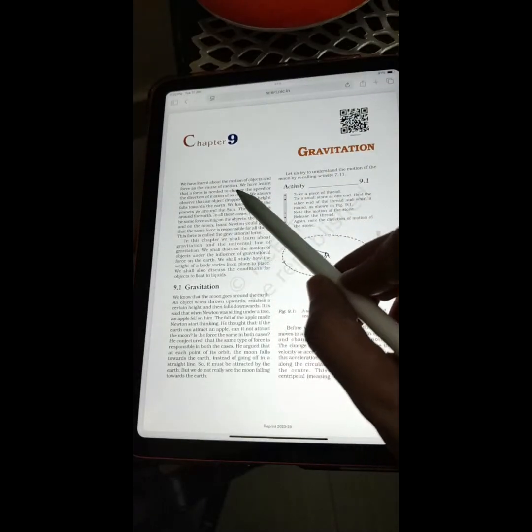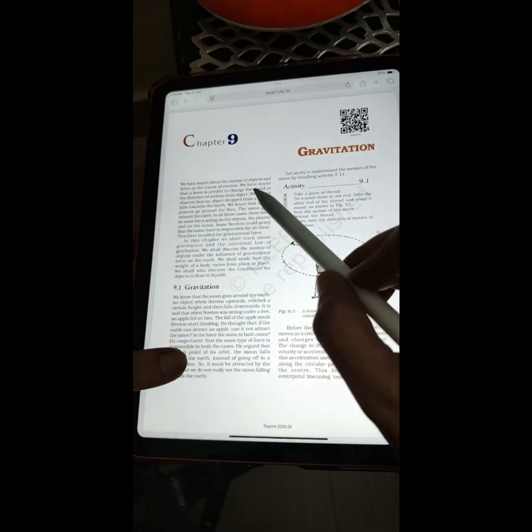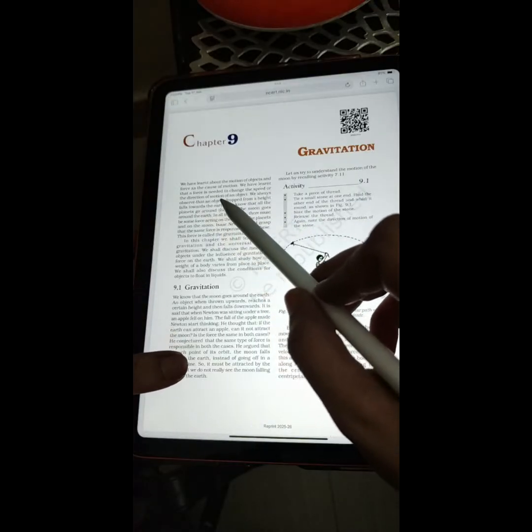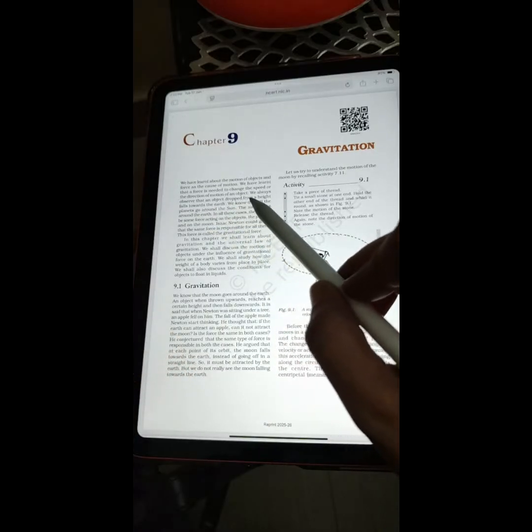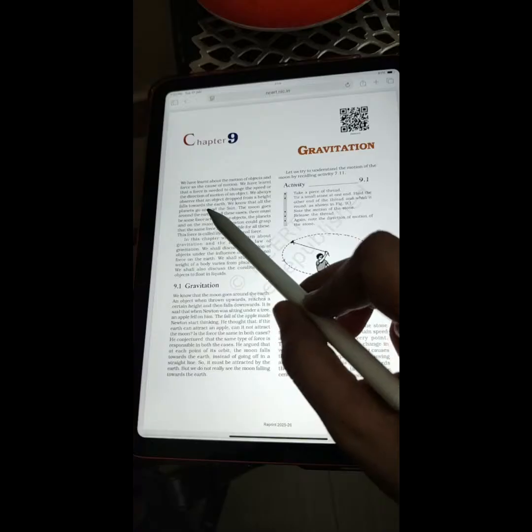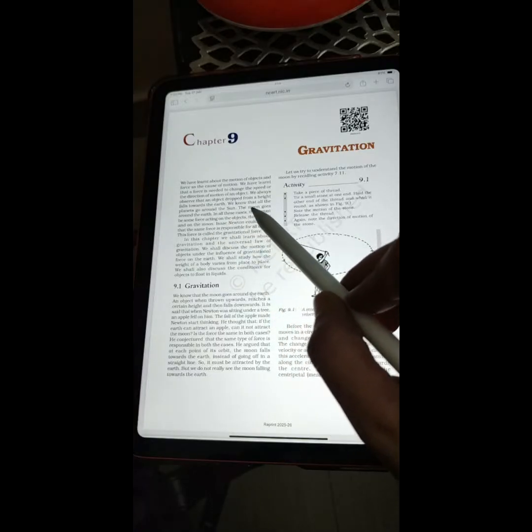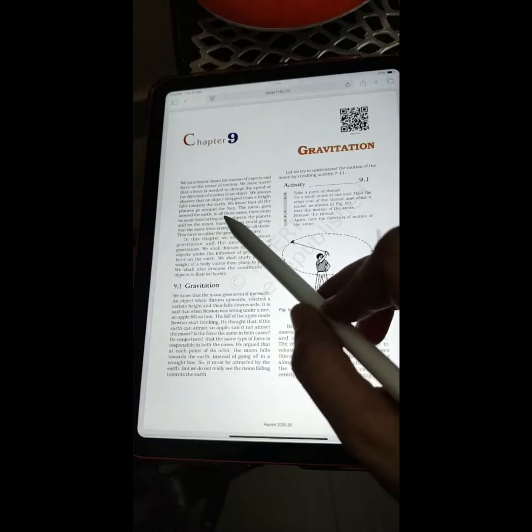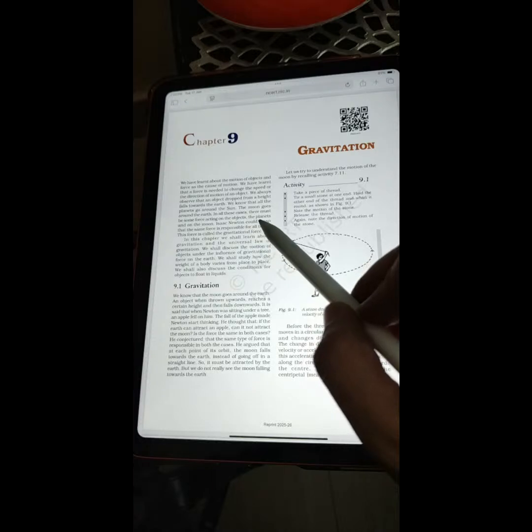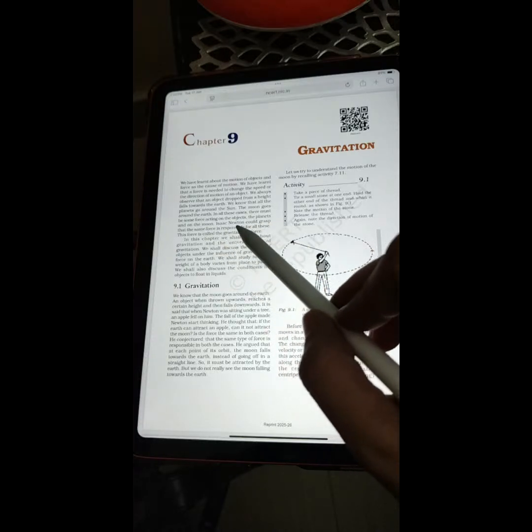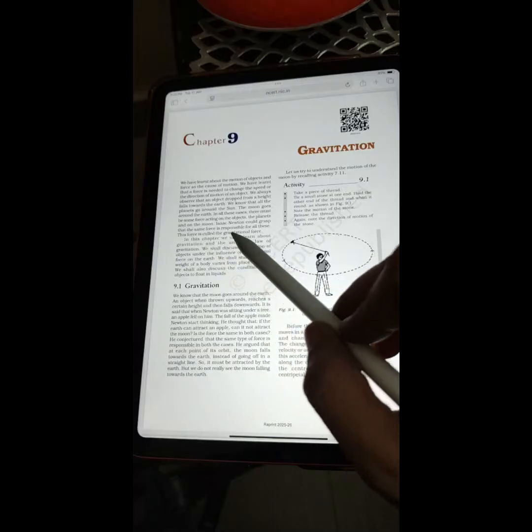So, we have learned about the motion of objects and forces as the cause of motion. We have learned that a force is needed to change the speed or the direction of motion of an object. We always observe that an object dropped from a height falls towards the earth. We know that all the planets go around the sun. The moon goes around the earth. In all these cases, there must be some force acting on the objects, the planets, and on the moon.